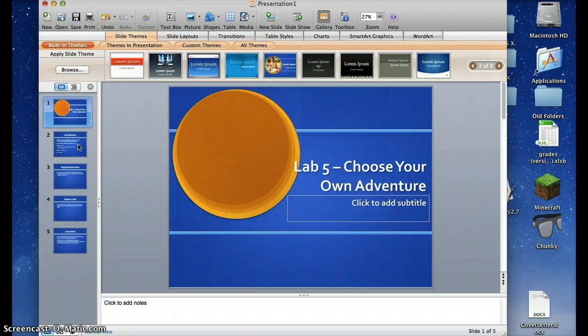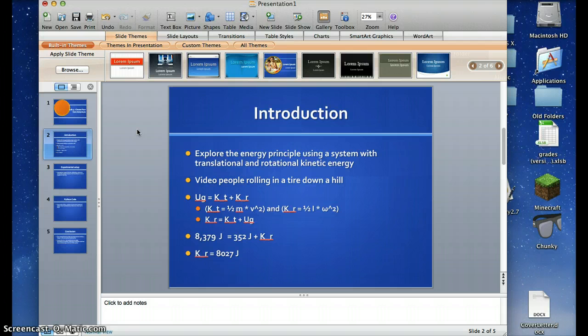For Lab 5, I decided to explore the energy principle using a system with translational and rotational kinetic energy. I found online a video of people rolling in a tire down a hill, two individuals, something I've always thought was fun but never did. I computed the gravitational potential energy of the tire at the top of its incline, and then through Tracker analyzed its motion and found its translational kinetic energy.